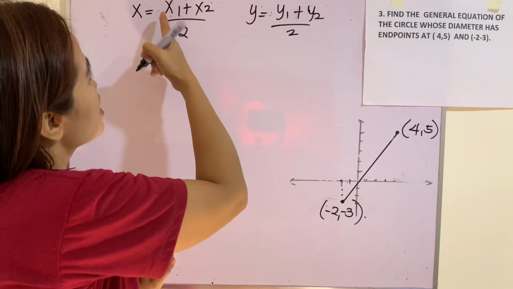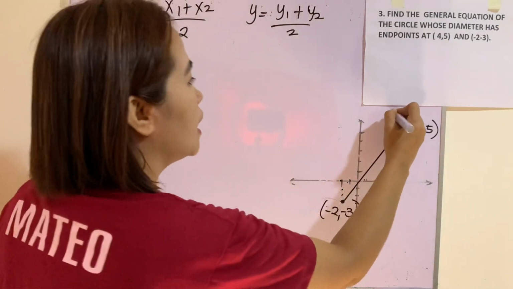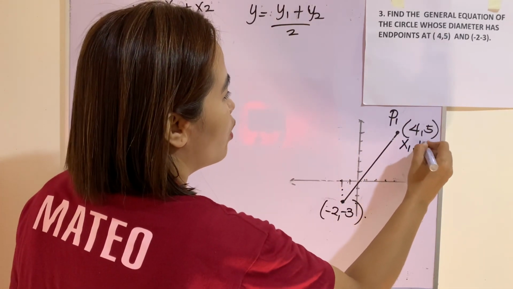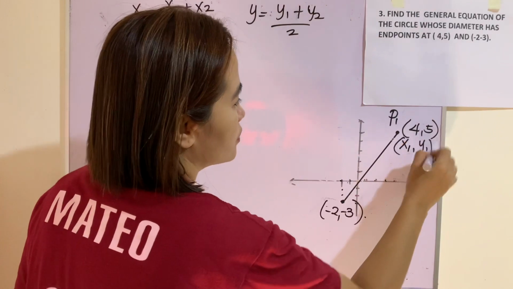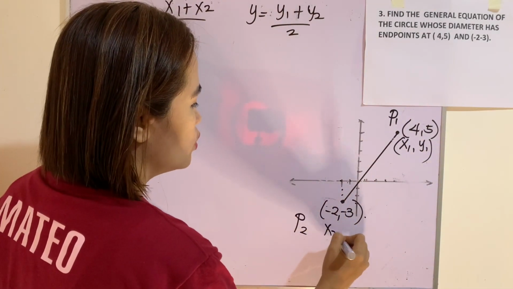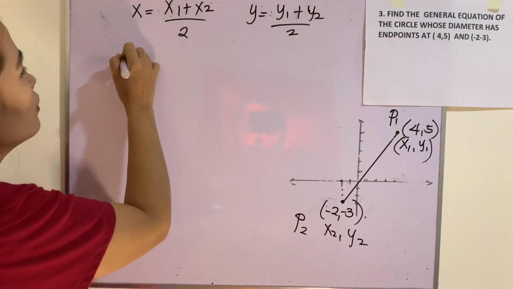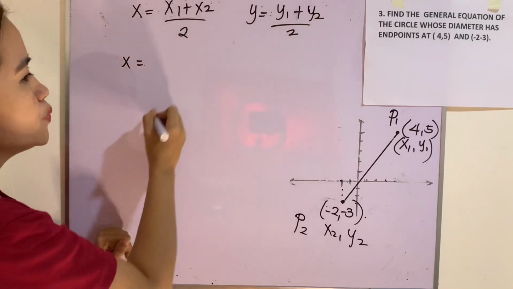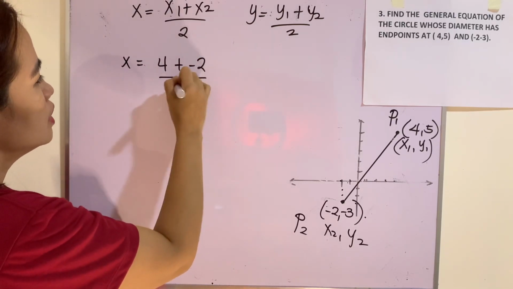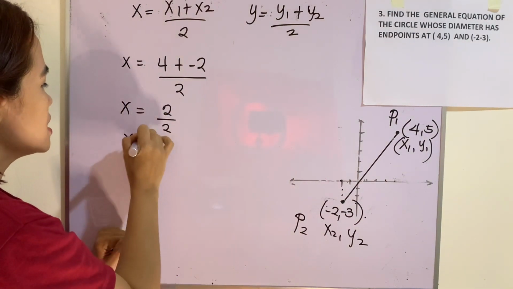But what is this x sub 1 and what is this x sub 2? If this one is p sub 1, we can identify it as x sub 1, y sub 1. And then point 2, this one is x sub 2, y sub 2. Substituting in the formula, you have x is equal to 4 plus negative 2 divided by 2. X is equal to 2 over 2. X is equal to 1.